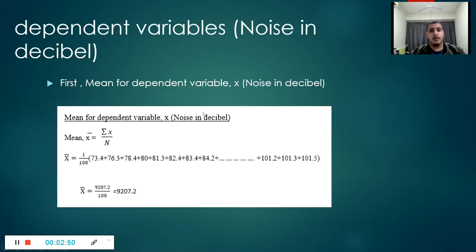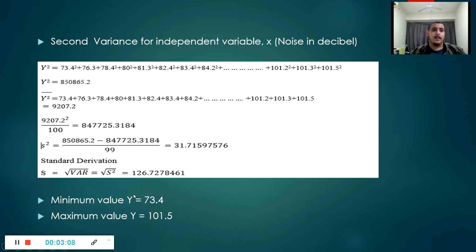Second, the dependent variable, noise in decibel. It has the same steps. We will first find the mean of the dependent variable. We will use the same formula. Then we will get 9207.2. Then we will find the variance for the dependent variable, which is noise in decibel.